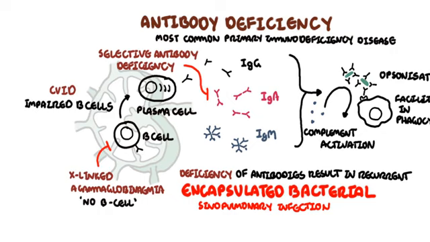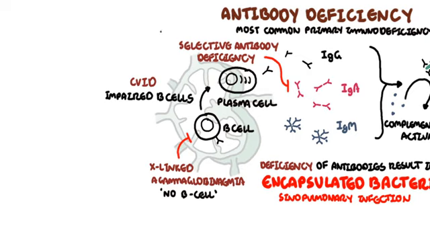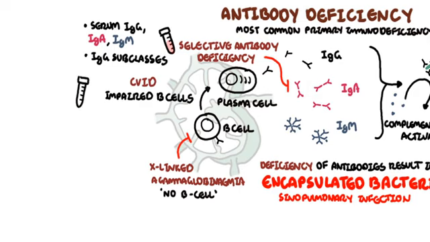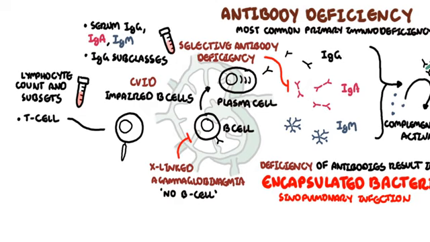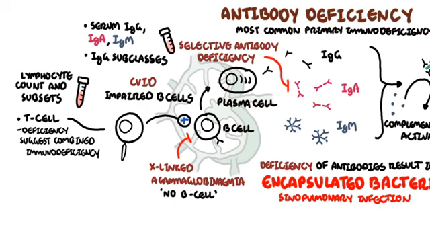For suspected antibody immunodeficiency diseases, it's important to measure immunoglobulins in serum. So you check serum IgG, IgA, IgM, and IgG subclasses. It's also important to check for lymphocyte count and subsets. T cells are required for B cell activation normally. So a low T cell count is suggestive of combined immunodeficiency diseases. Absent B cells may indicate X-linked agammaglobulinemia.